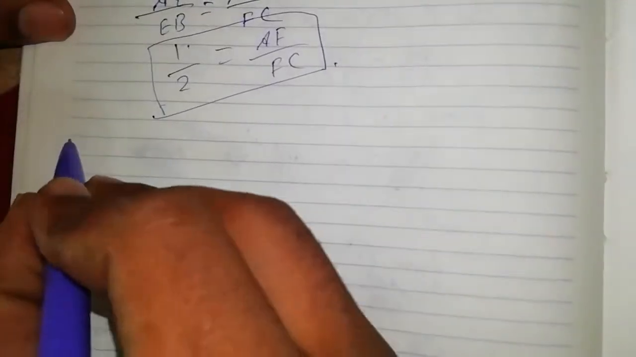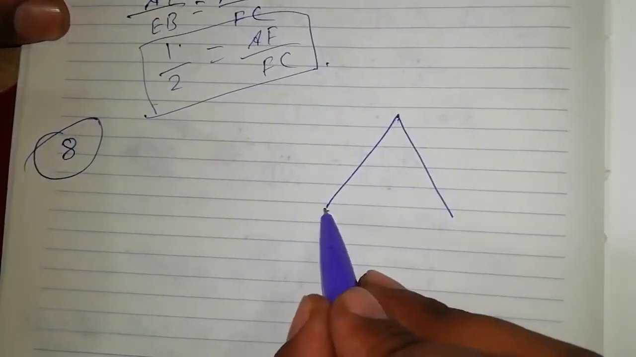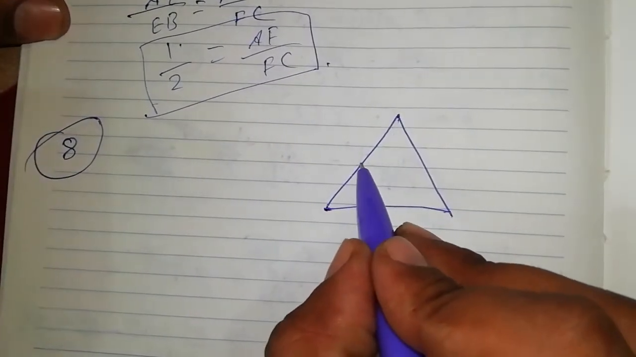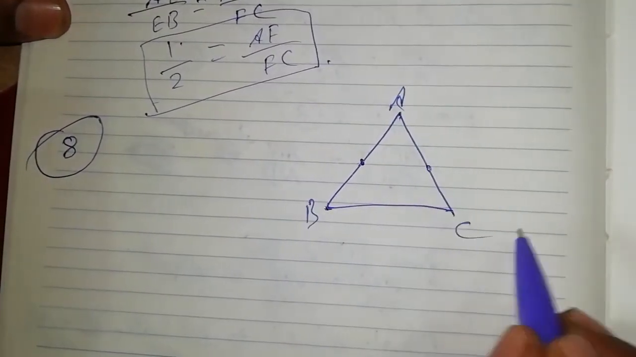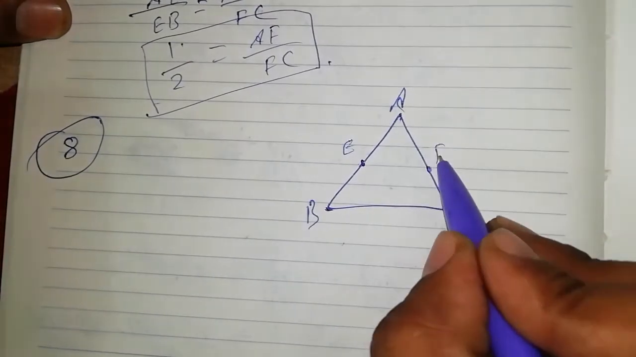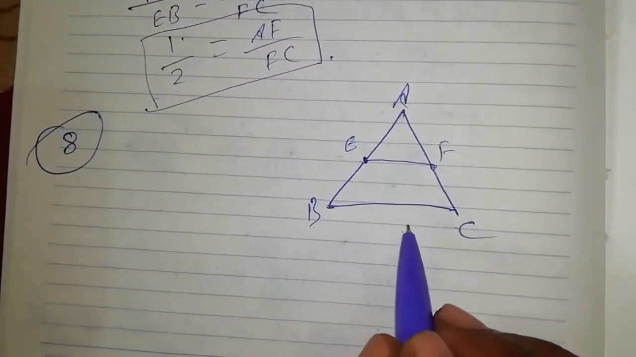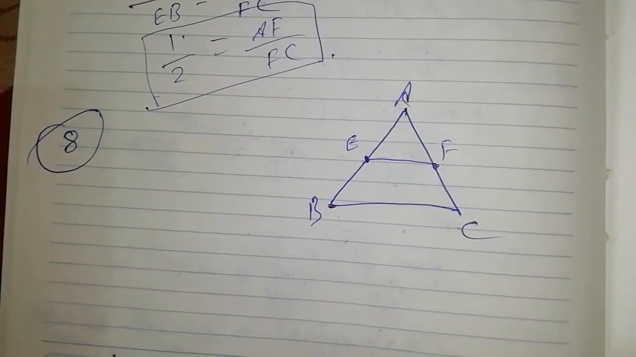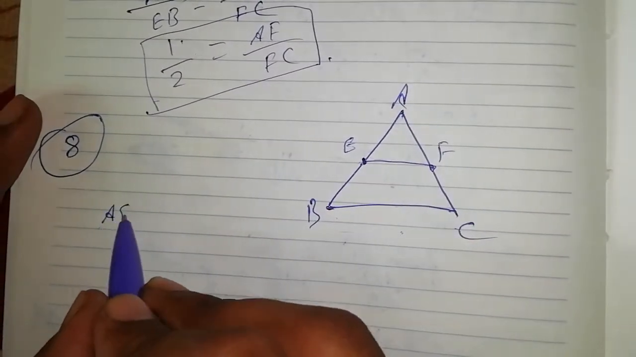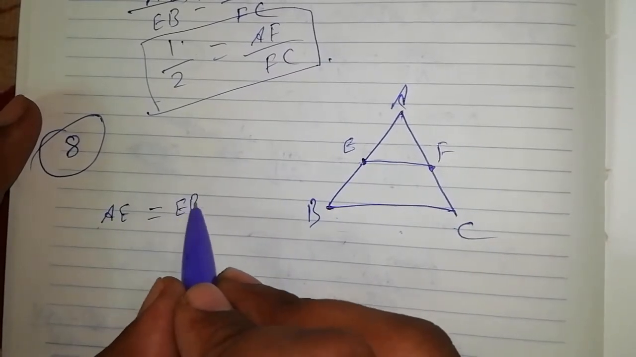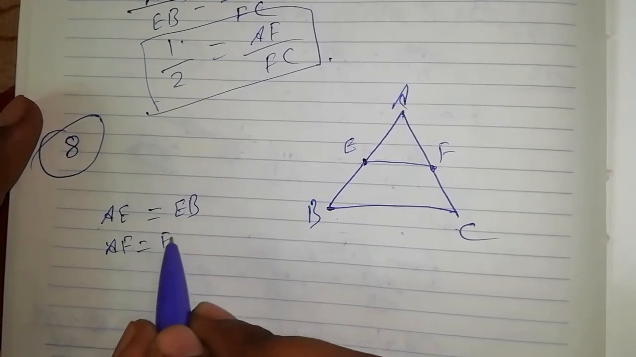Okay. So here we can say that, look, this is our triangle. If this is the midpoint of side AB and this is the midpoint of side AC, name these as E and F. If we join this line, what we have is that EF is parallel to BC. So look, if E is the midpoint, we can say that AE is equal to EB, and if F is the midpoint, we can say that AF is equal to FC.